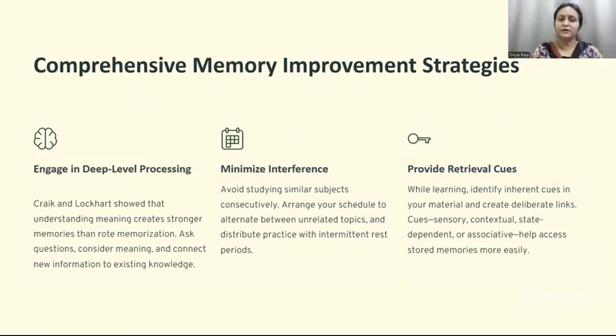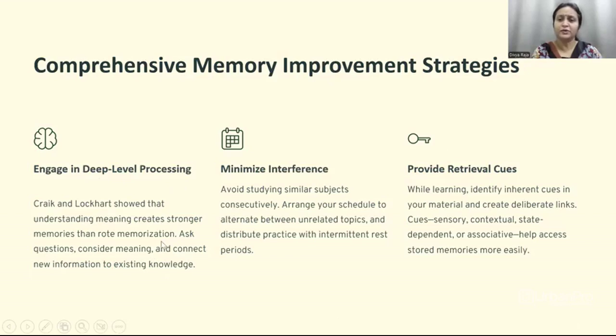Now the third one is comprehensive memory improvement strategies. Here we are using our knowledge about how human memory works, the different stages and processes that happen in human memory, for us to remember information. So based on our understanding of how human memory works, we can use that to improve our memory. One is engaging in deep level processing.